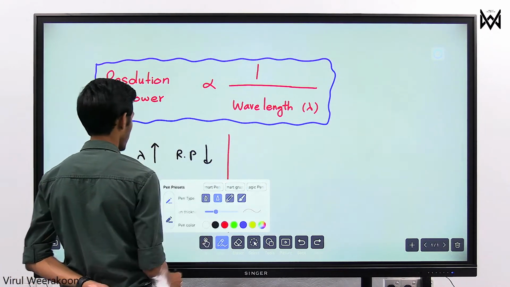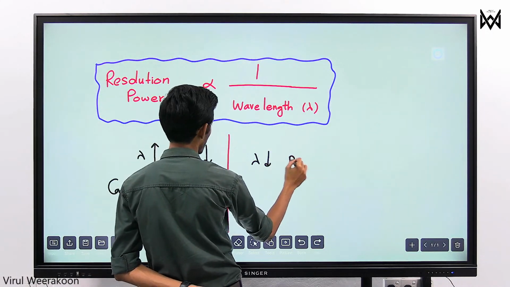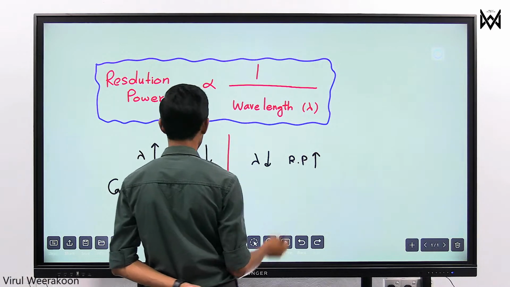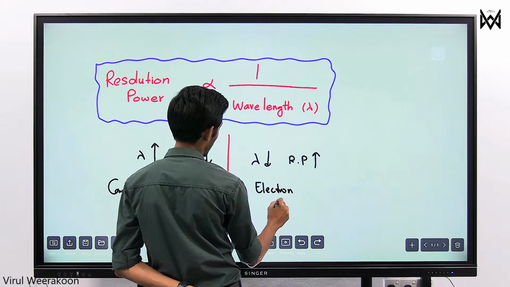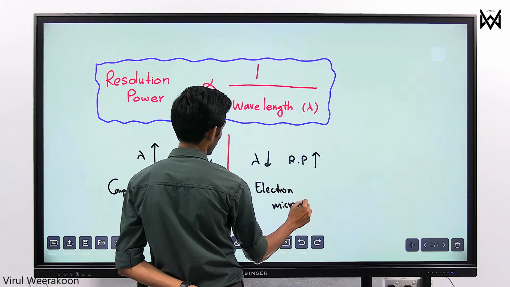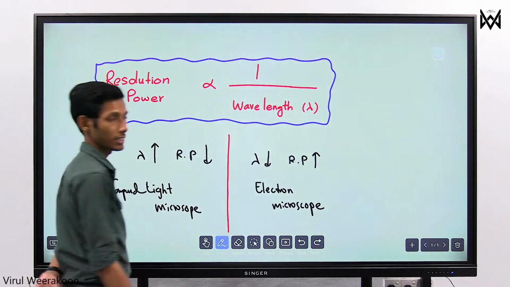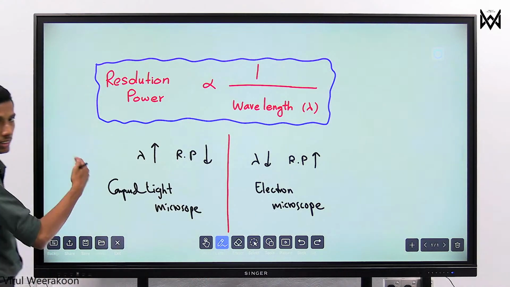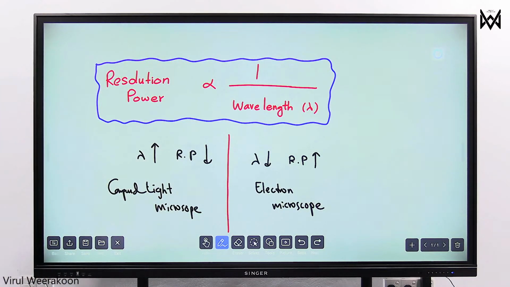Then when the lambda is low, resolution power will be very high. So this is what happens in the electron microscope. When the lambda is low, resolution power is high. So it's a very important relationship. You can use a red pen and write it. Quickly write it down.